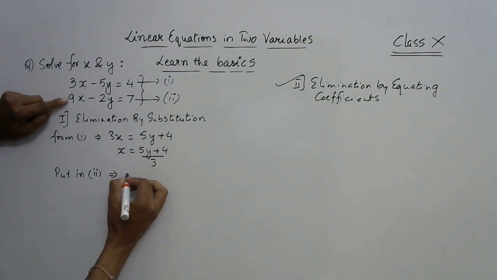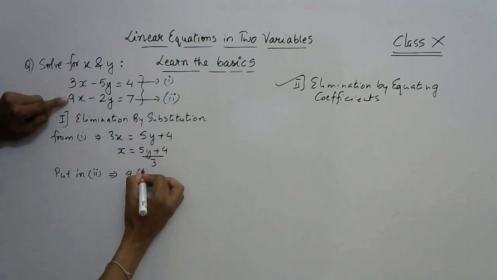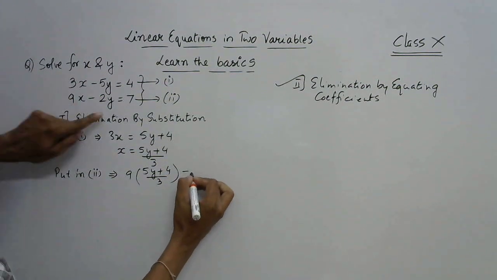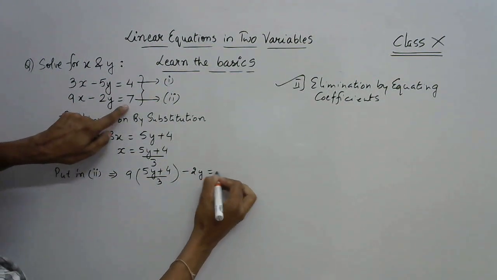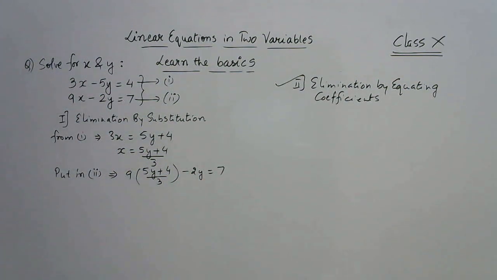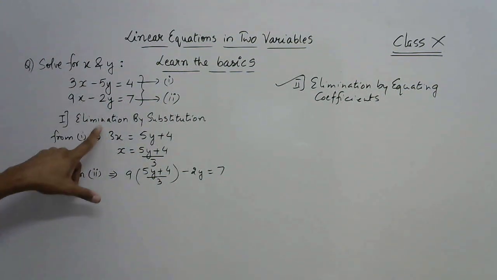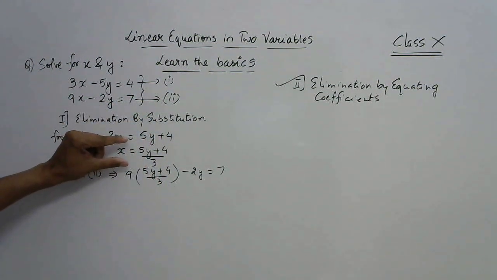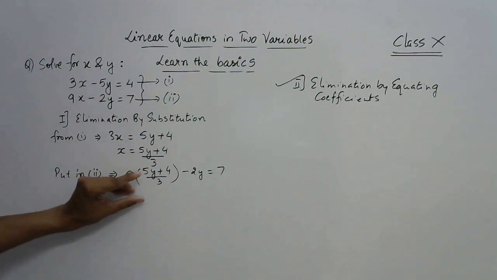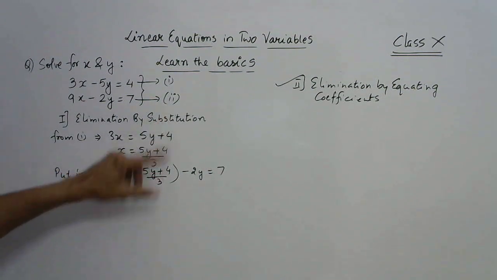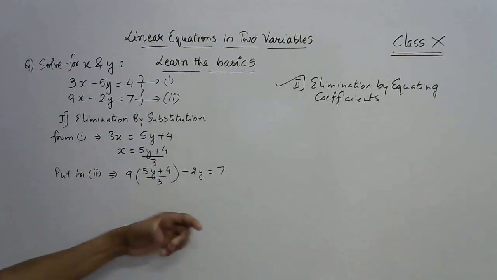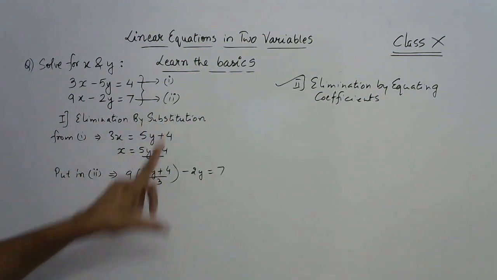Now the second equation: 9 into x, where x is (5y + 4)/3, minus 2y equals 7. Now see, I have eliminated one variable, and that is why this method is known as elimination by substitution. I am substituting the value of x from one equation into the second equation, thereby eliminating the variable x. So that is why it is called elimination by substitution.